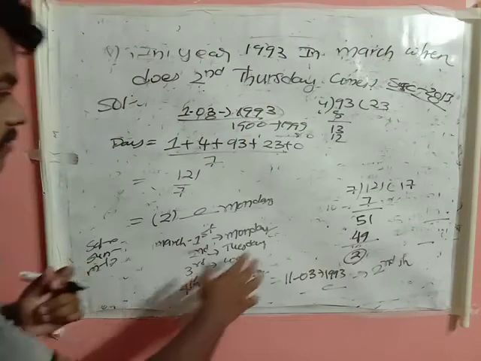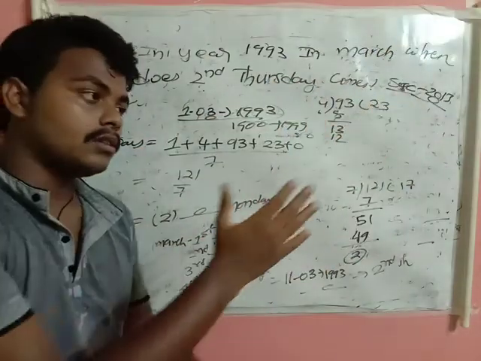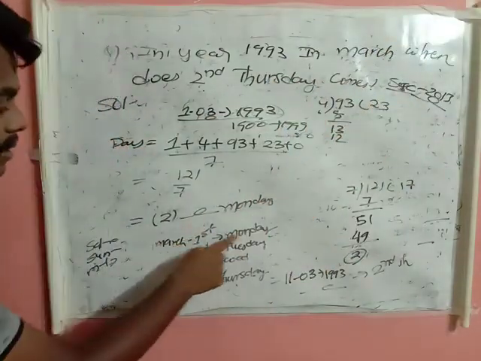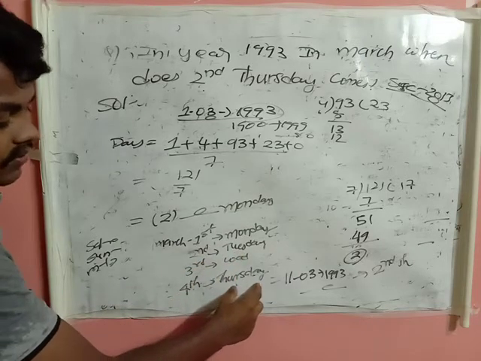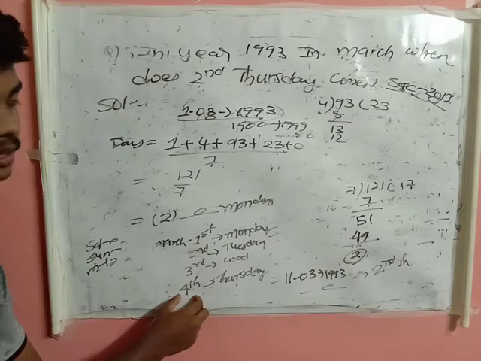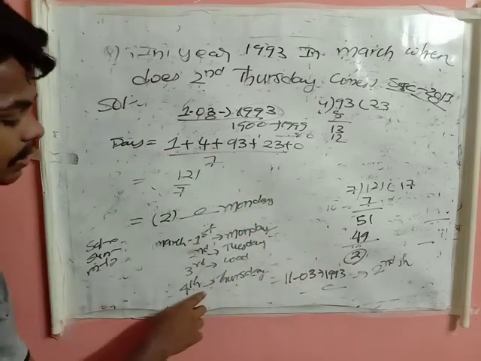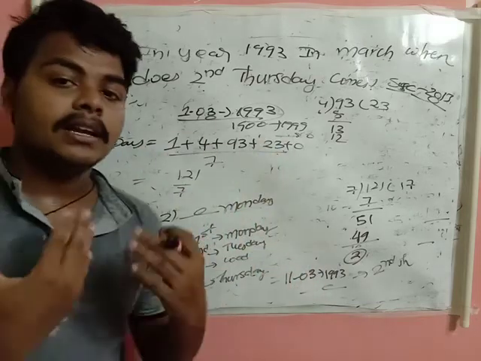So we haven't done all those things now. I just kept 1 as my Monday, 2 as my Tuesday, 3 as my Wednesday, 4 as my Thursday. So the first Thursday will come on 4th March 1993. So the next Thursday will come on 4 plus 7, which is 11th March 1993.